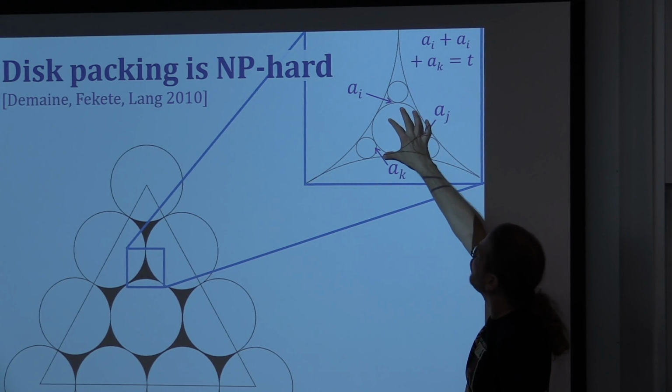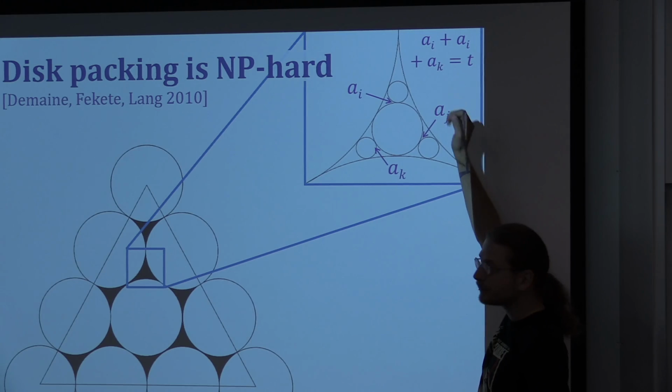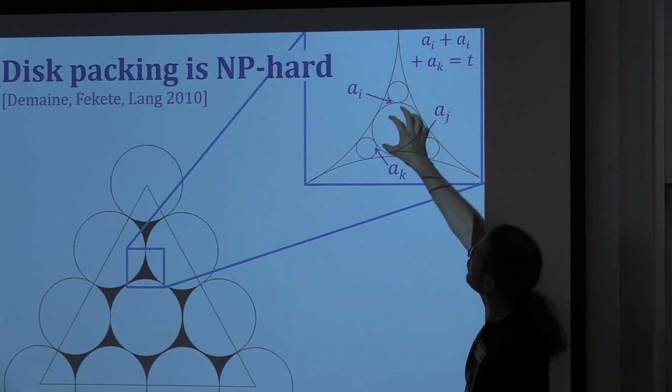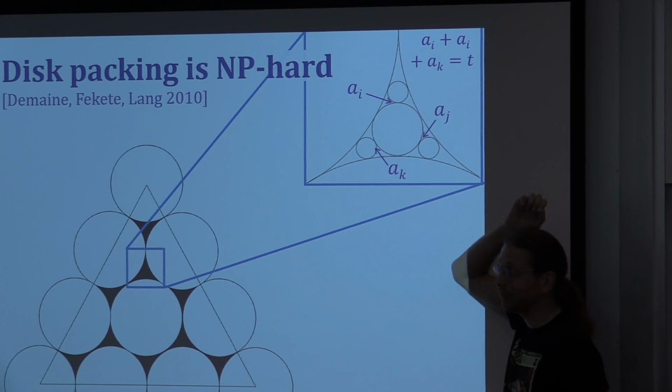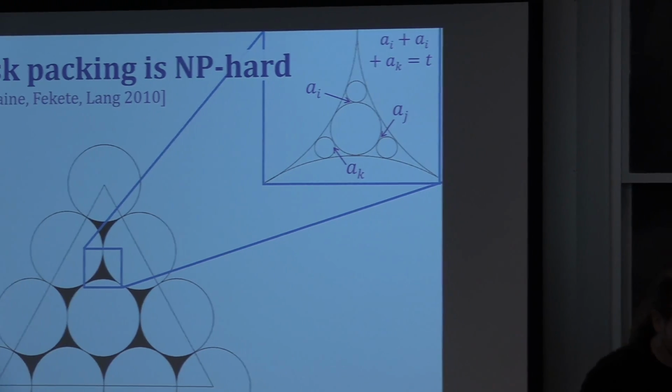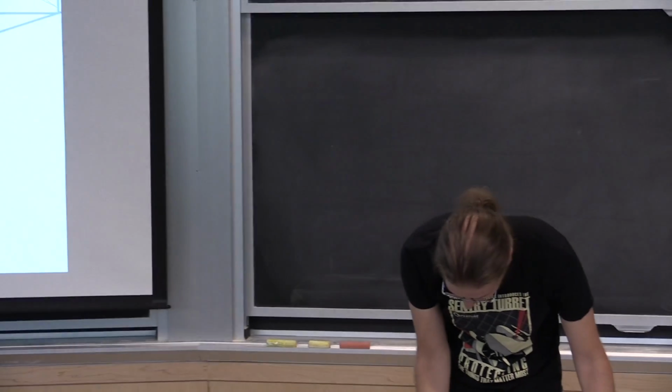And this one is a little bit smaller, and its size is just a function of T. And so it's going to move around, and the claim is it has a valid position if and only if AI plus AJ plus AK is less than or equal to T. I have written down a little bit of the details.